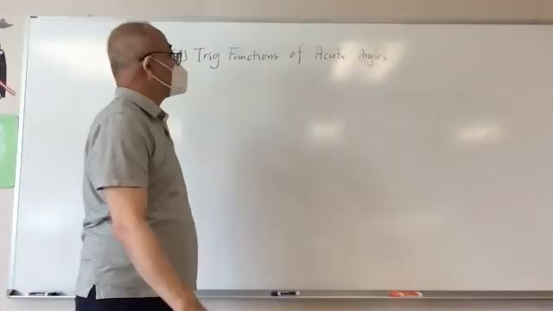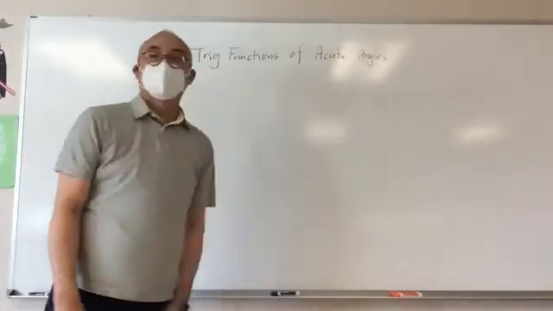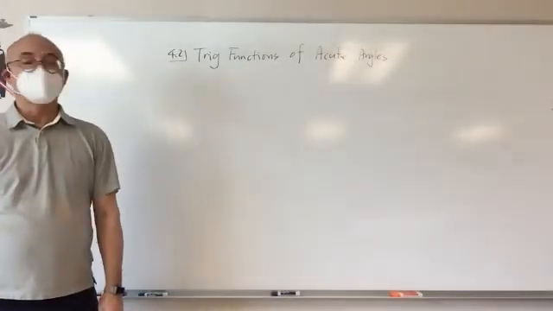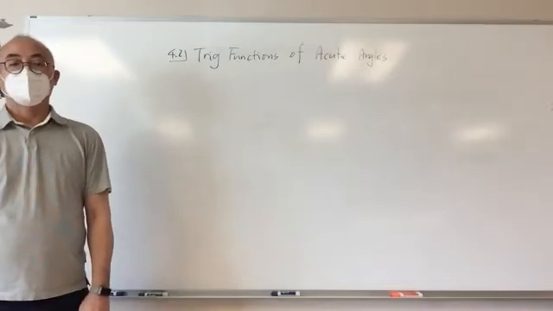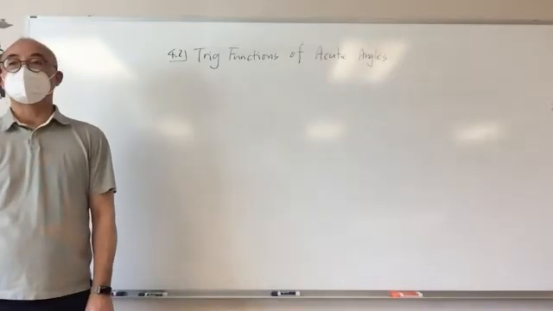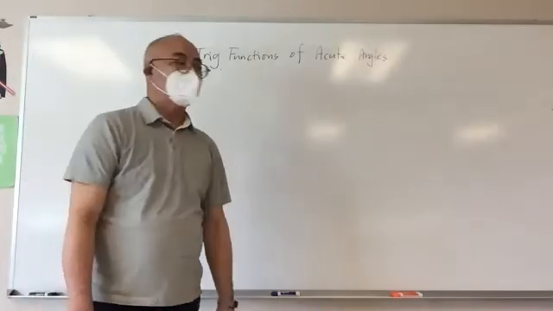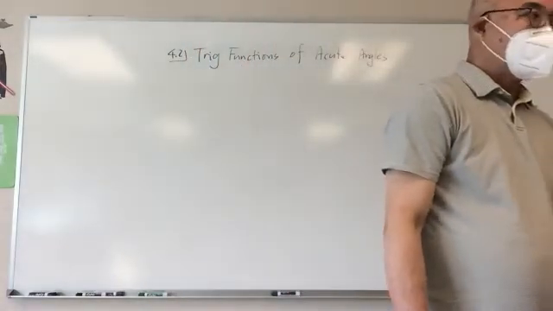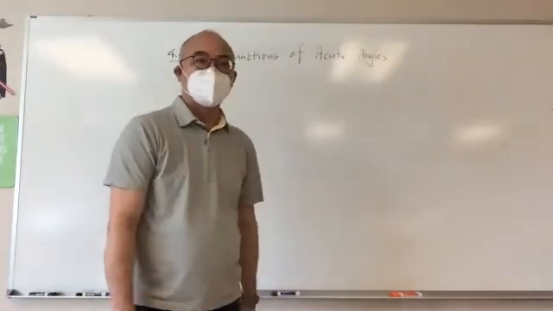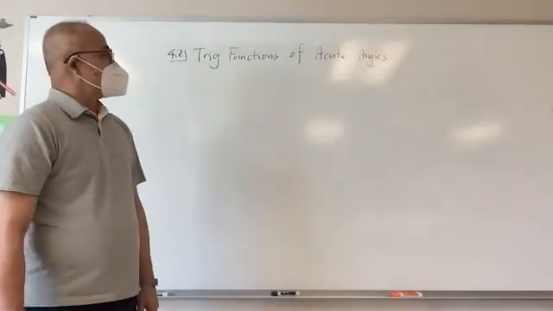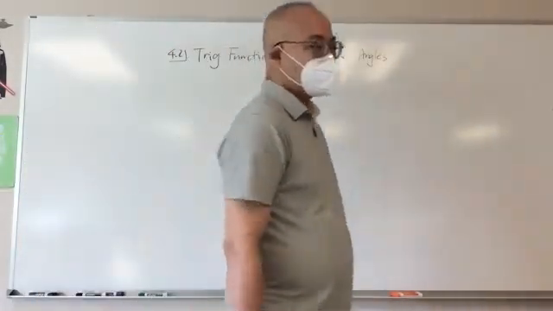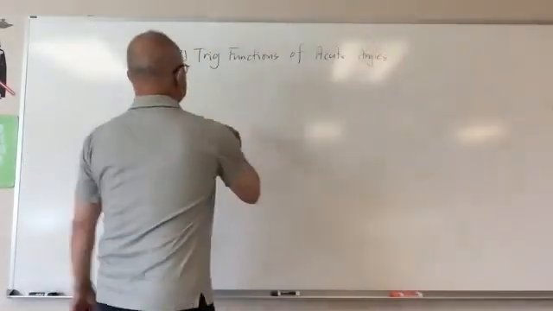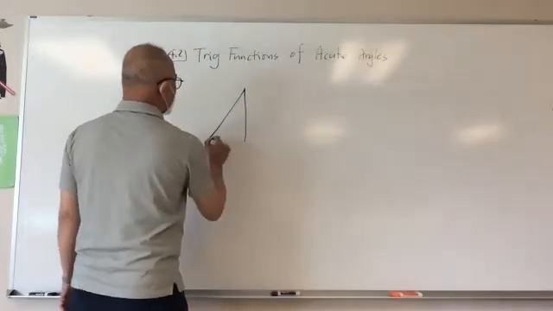What is the opposite of an acute angle? It would be an obtuse angle, right? An acute angle is an angle that is less than 90. An obtuse angle is an angle that is between 90 and 180. So in an acute angle, let's say I had a triangle, it looks like this.